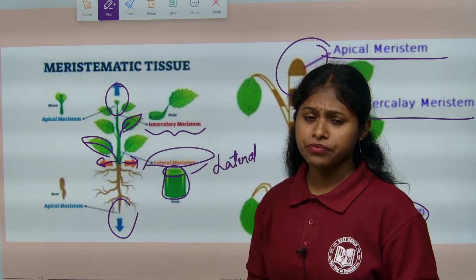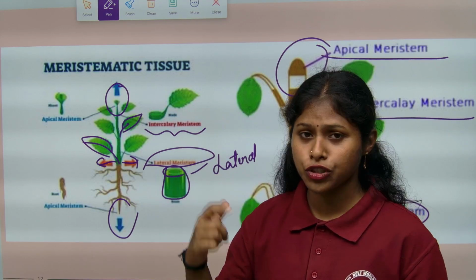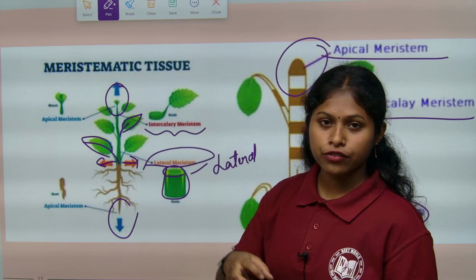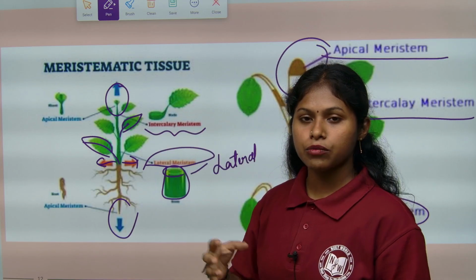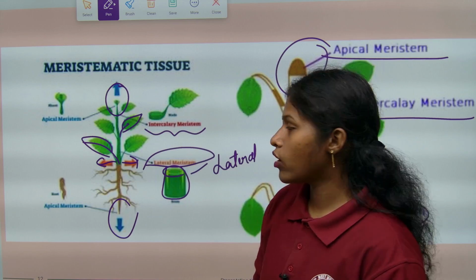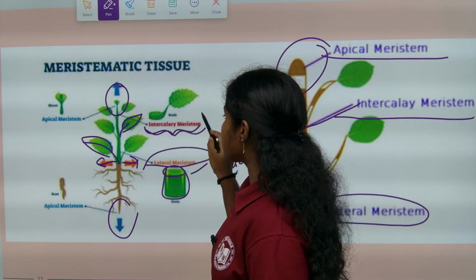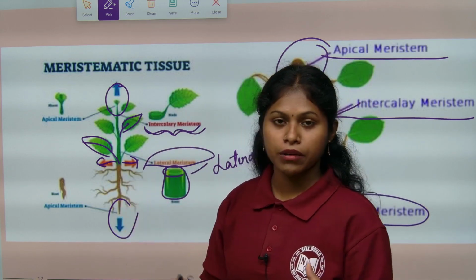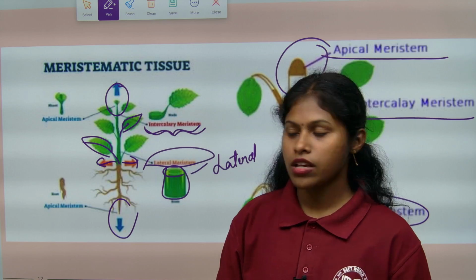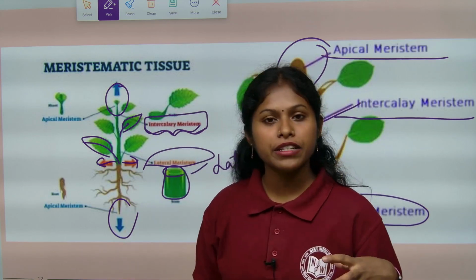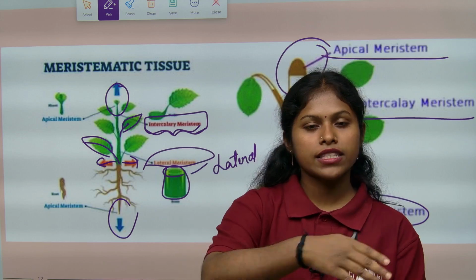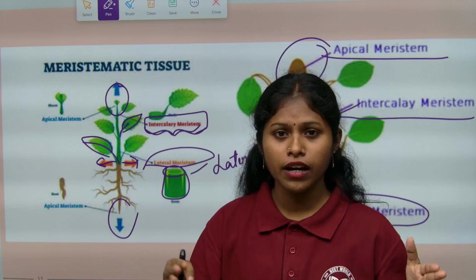Apical meristem is present in the roots and shoots. It is involved in the height of the plant, and they are actively dividing cells. In the roots and shoots, the elongation will be done. The intercalary meristem is present at the base of the leaves, and the arising of branches, leaves, buds, whatever it will be, involves the intercalary meristem. And lateral meristem involves growth in the horizontal direction of the plant.